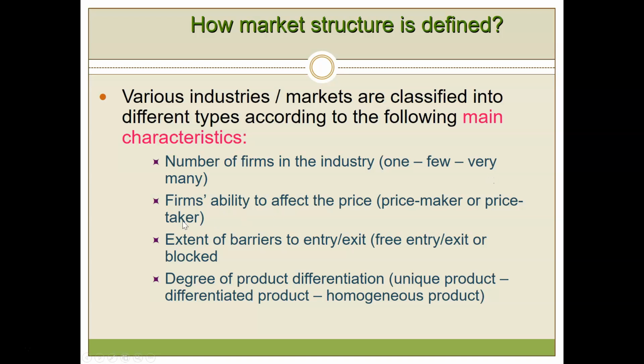Second criteria, firm's ability to affect the price. Can the firm decide on the price it wants to charge? In this case, the firm is called a price maker. Or is the company only able to sell the products at the going price on the market, so-called price taker? Companies are price takers if they cannot make their own pricing decisions. They are forced to sell their products at the given price, the going price on the market.